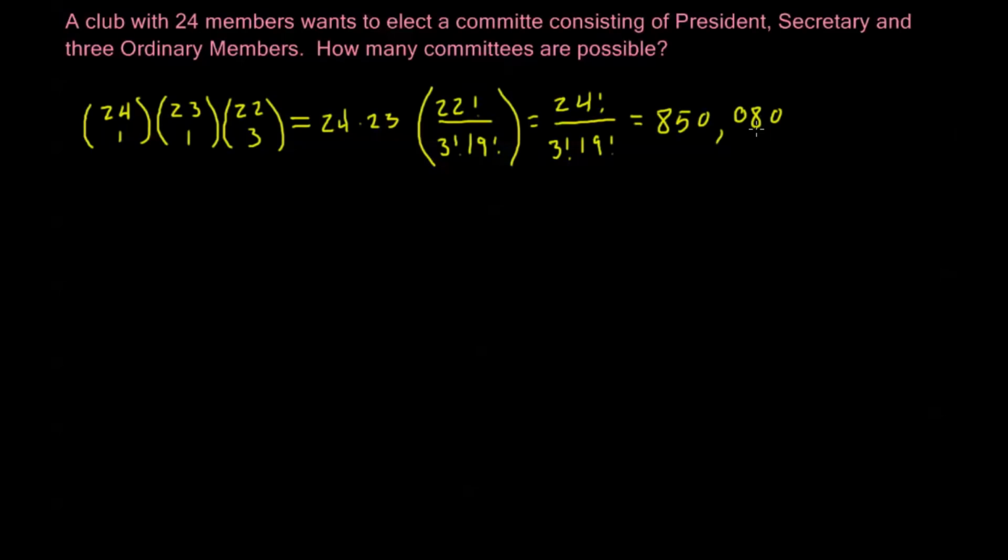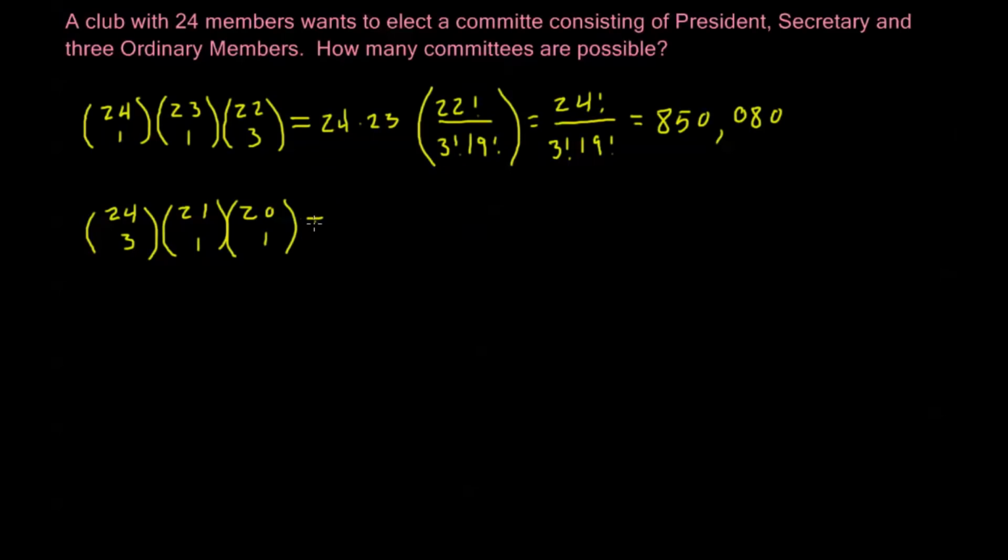Now let's just say that we attacked this problem in a different way. Let's say instead I'm like, well, I want to choose my ordinary members first. Well, if I choose my 3 ordinary members first, there's 24 choose 3 ways to do that. Afterwards, there's 21 choose 1 ways to choose either my president or secretary, doesn't matter. And then after that, there's 20 choose 1 ways for me to choose the president or secretary, depending on what I chose first.